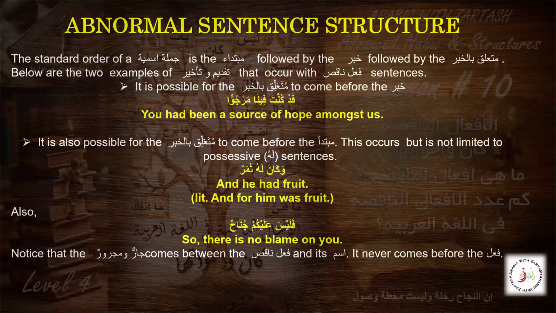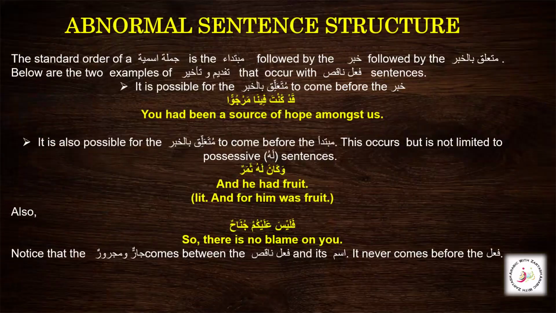So let's see, inshallah. First, what is the standard order? For Jumla Ismiya, it is the Mubtada followed by the Khabar and followed by the Muta'alliq bil Khabar. If it is Kana Yakun sentences, again we will take them as Jumla Ismiya. So we have Fil Naqis, and then we have the Ism Kana and the Khabru Kana, if that is Kana.